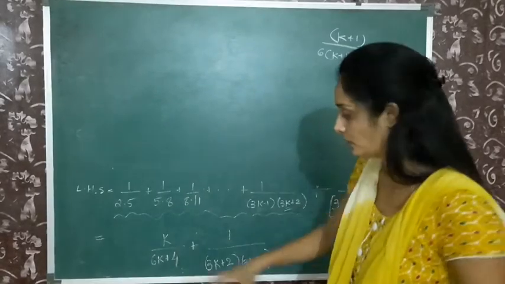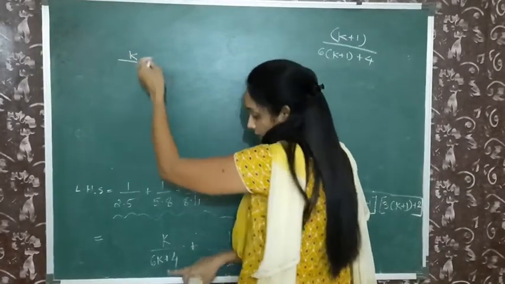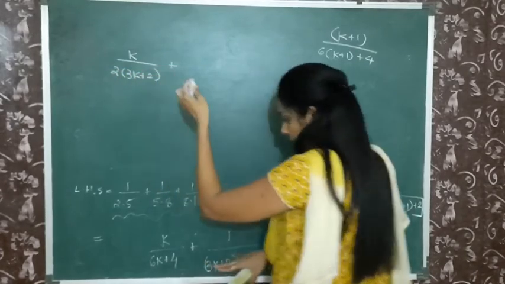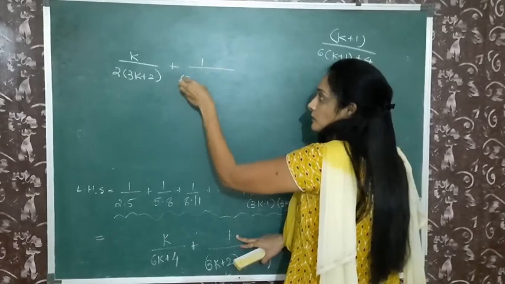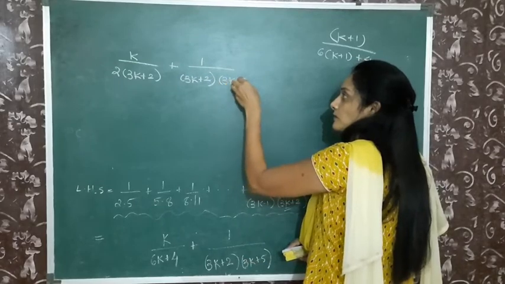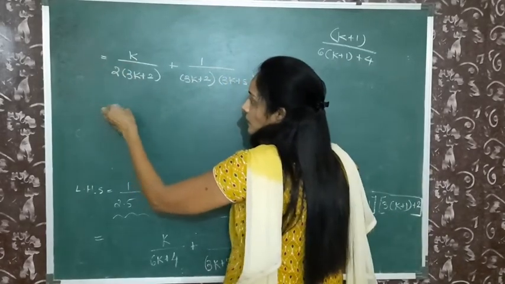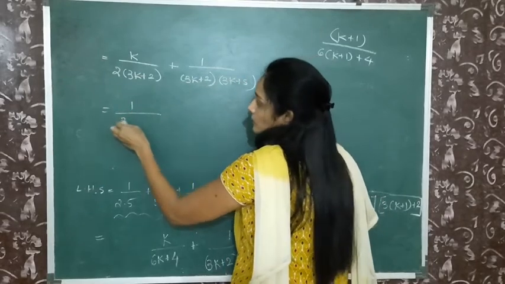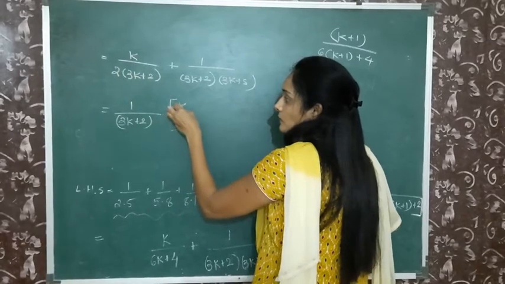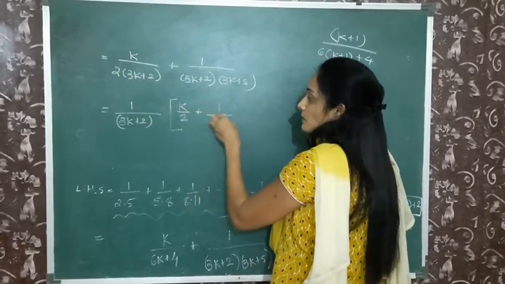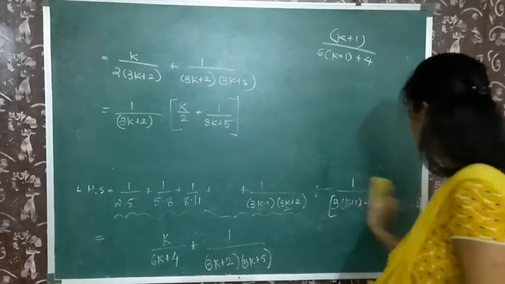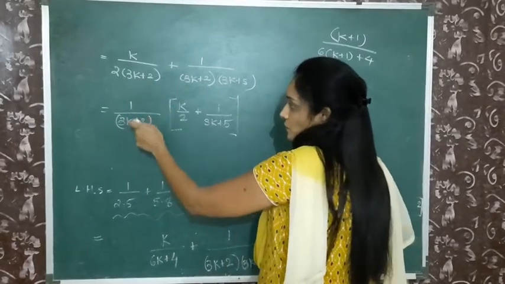Now k, we take 2 common, so here 3k plus 2 plus 1 upon 3k plus 2, 3k plus 5. So now we take common out 1 upon 3k plus 2. So here we have k by 2 plus 1 upon 3k plus 5. Okay. We can take 3k plus 2 common out.